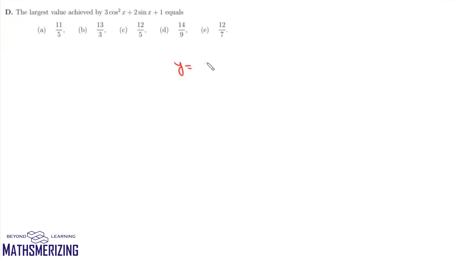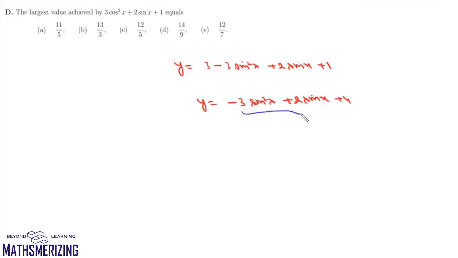Now question 1d is, we need to find the largest value of this expression. This is y equals 3 cos square x plus 2 sine x plus 1. Now we can write cos square x as 1 minus sine square x. So it will be 3 minus 3 sine square x plus 2 sine x plus 1. Now this y will be minus 3 sine square x plus 2 sine x plus 4. Now we need to find the largest value for this expression.